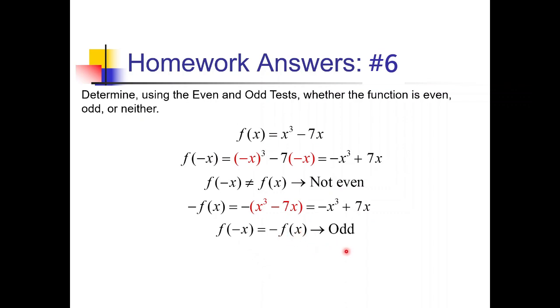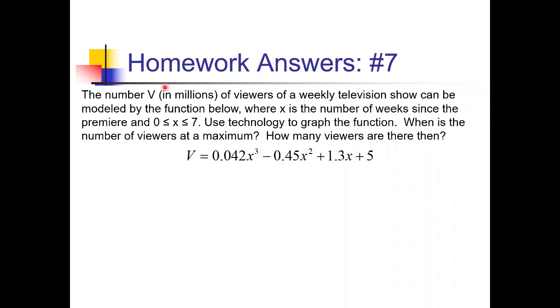For this problem, we're told that the number v in millions of viewers of a weekly TV show can be modeled by this v function below. And x is the number of weeks since the premiere. And this is apparently only going to be going for 7 weeks. We're going from 0 to 7, where this function is still accurate. They want us to use technology or Desmos to graph this thing, and then they want to know when the number of viewers is at a maximum and how many viewers there are at that time.